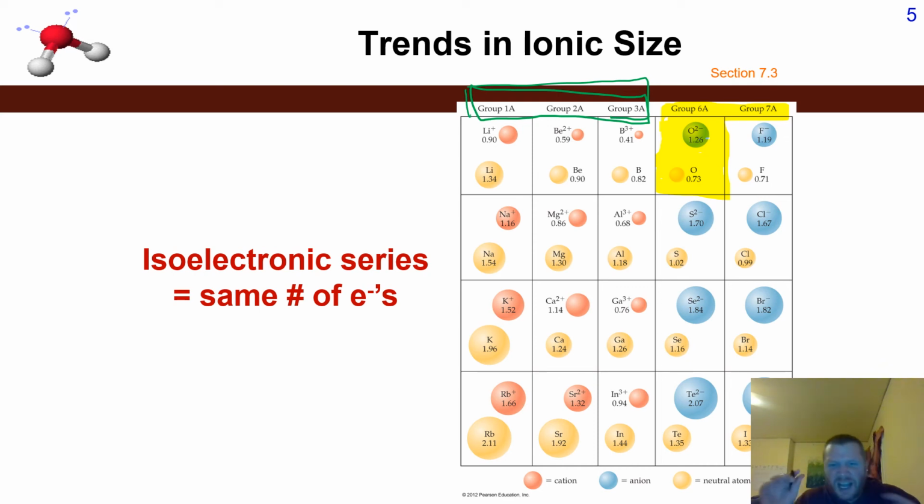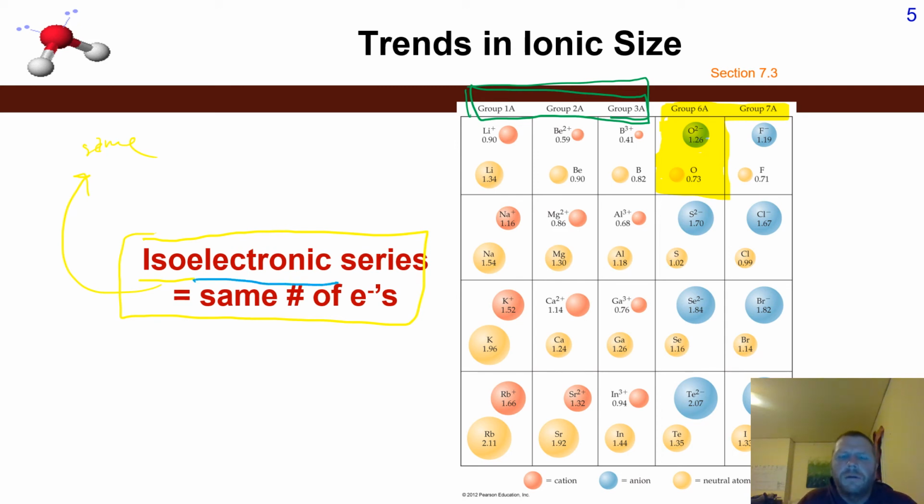The last thing that I want to draw your attention to is this item right here, the term that is written out on the side: an isoelectronic series. If you break this word out a little bit, iso means same. I probably could have picked a different color there, I apologize for that. Electronic, so we're talking about electrons. So an isoelectronic series is atoms and ions with the same number of electrons.